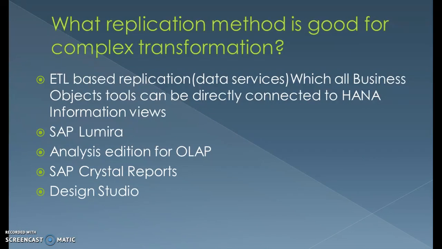So which replication method is good for complex transformation? With ETL based replication, the Data Services and all Business Objects tools can be directly connected to the HANA information system. So if there is a complex transformation process, then we would probably go for ETL based replication. We can get the data directly into different information views, SQL, Analysis Edition for OLAP, and Crystal Reports. Crystal Reports is a part of BO and Design Studio.